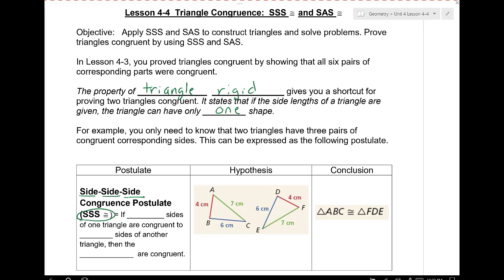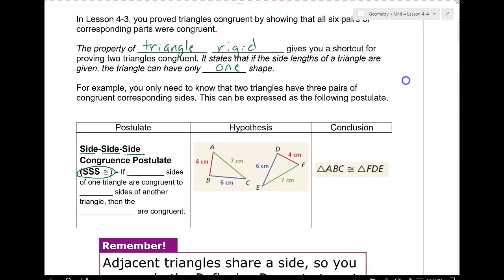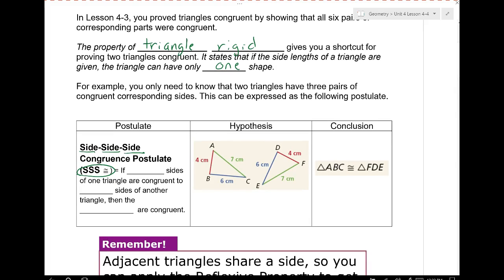Yeah. So let's fill this in just a little bit. Okay, this one says the following. If 3 sides of one triangle are congruent to 3 sides of another triangle, then the triangles are congruent. Basically, you are physically going to have to show 3 pairs of congruent segments.